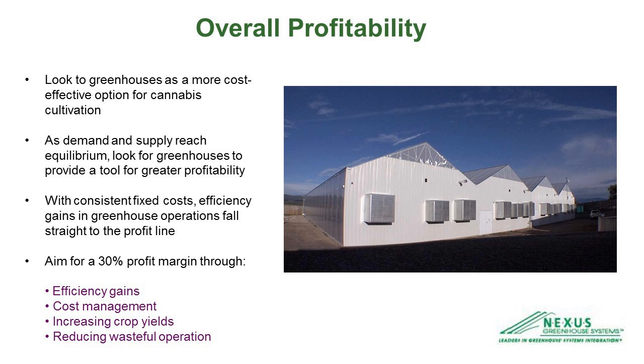Look to greenhouses as a more cost-effective option for cannabis cultivation. And as demand and supply reach equilibrium, look for greenhouses to provide a tool for greater profitability. And with consistent fixed costs, efficiency gains in greenhouse operations fall straight through to the profit line. So anything that you can do to increase your efficiency will have immediate impact on your profits.